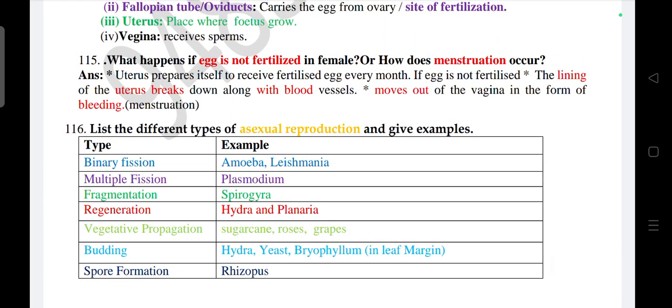Practice these questions. After this, I am going to upload how to answer the question paper in writing: how much you have to write for 3 marks, 2 marks and 1 mark.